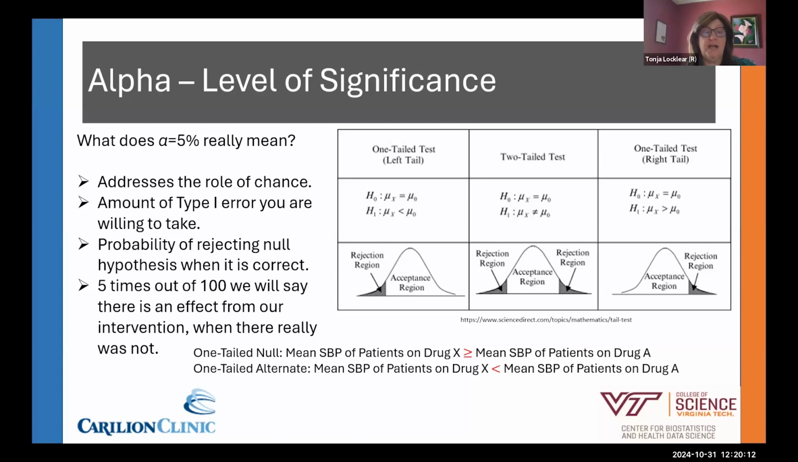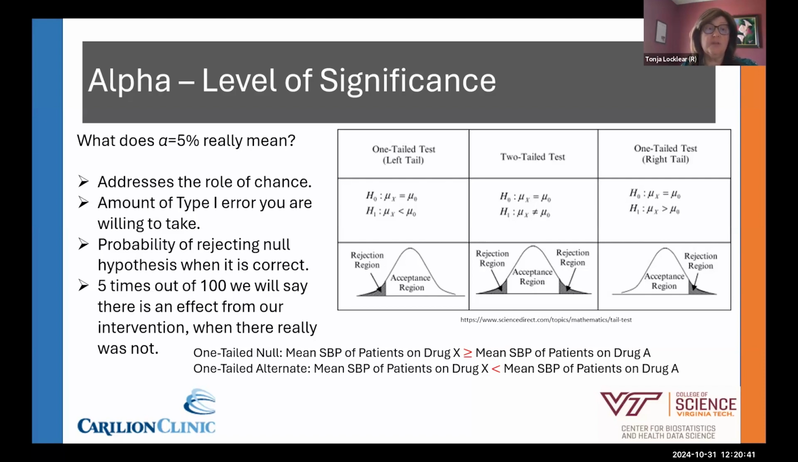In a one-tailed test, you may say that you think that the mean of the systolic blood pressure of the patients on drug X is going to be higher than the mean of the systolic blood pressure of patients on drug A. That would be your null hypothesis, that there's not going to be a change or it's going to be higher. But our alternate is that it's going to be lower. And so we're looking at a one-tailed test on the lower end. And this would be where all of our 5% of our alpha is going to be.